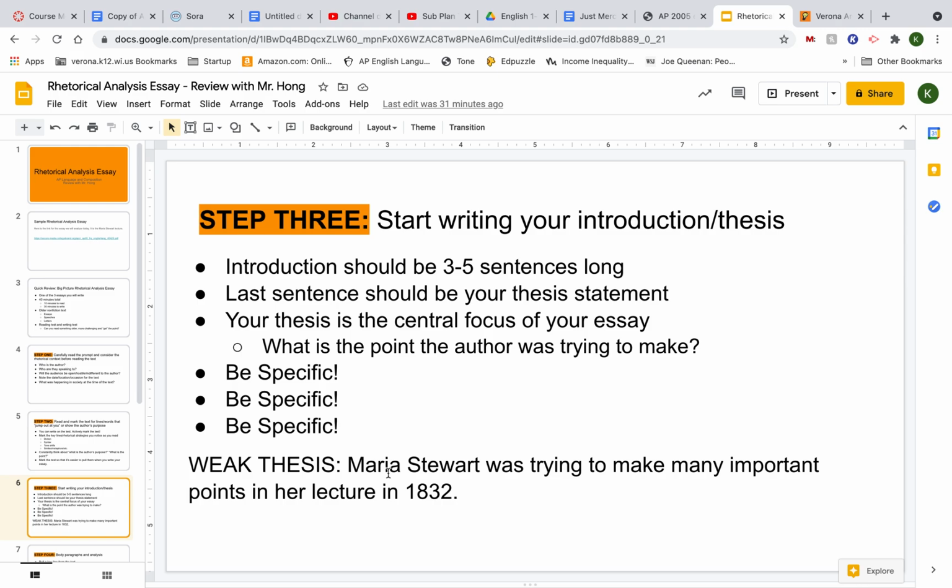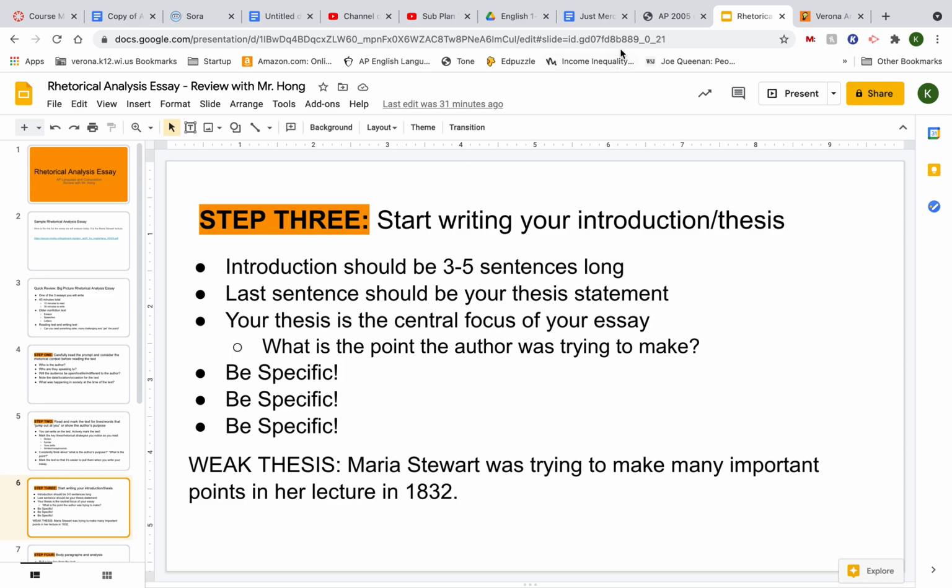All right, so your introduction and thesis is critical. You actually get a point or no point, depending on how well you do it. Some of you write very long introductions. I would like for you to keep them between 3 and 5 sentences, partly because if you write longer than that, then you're going to run out of time to develop your body paragraphs. Your last sentence should be your thesis statement, and your thesis statement is the central focus of the essay.